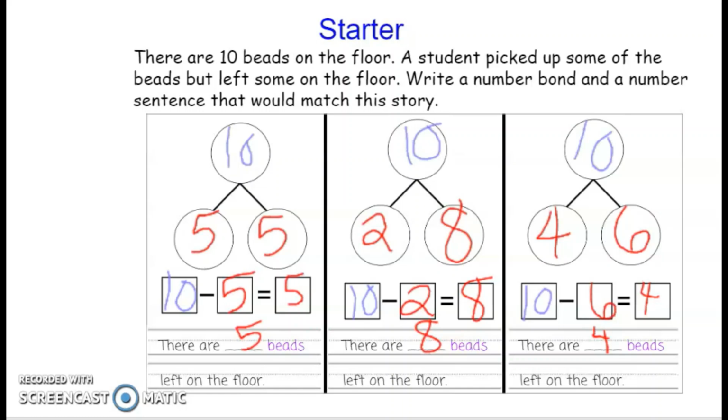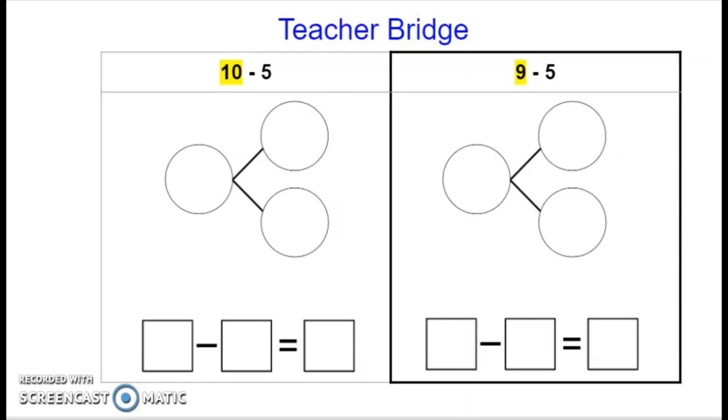Great job, my friends. Let's go ahead and jump to our teacher model. All right, my friends, to prepare us for the teacher model, we are going to do a teacher bridge first. And this just helps us connect our starter to our teacher model. So last time we practiced our 10 subtraction facts. So take a look at this side. Let's go ahead and fill out our number bond. 10 is my whole or my total. And I'm also going to fill it in like I see it on the top up here. 10 minus 5. This reminds me of our doubles fact, which is 5 and 5.